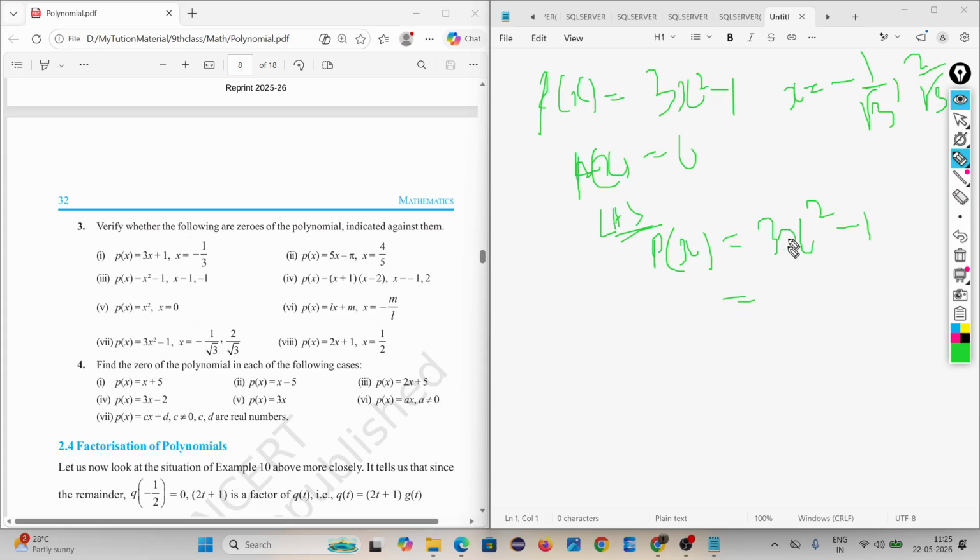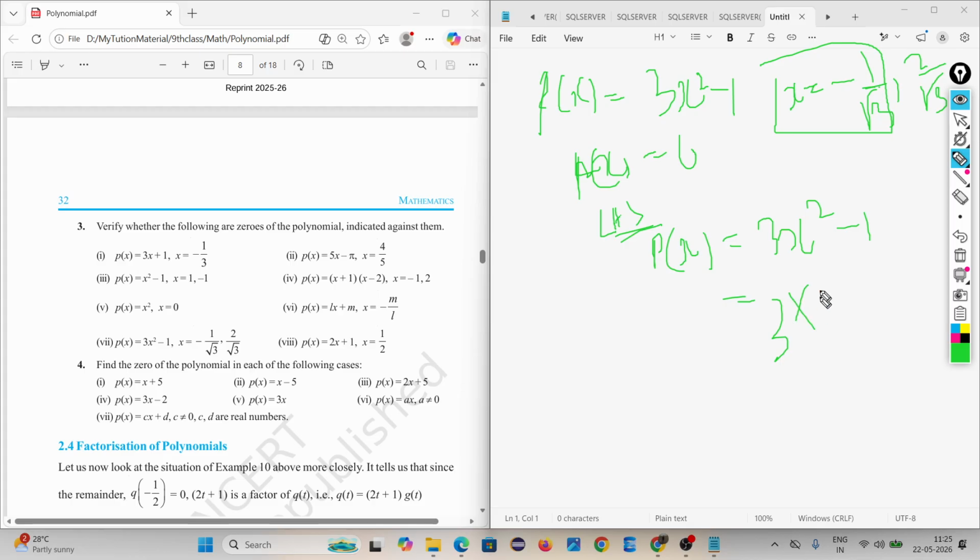Then put 1 upon root 3, minus 1 upon root 3. In place of x, put minus 1 upon root 3. Check whether you are getting 0 or not.